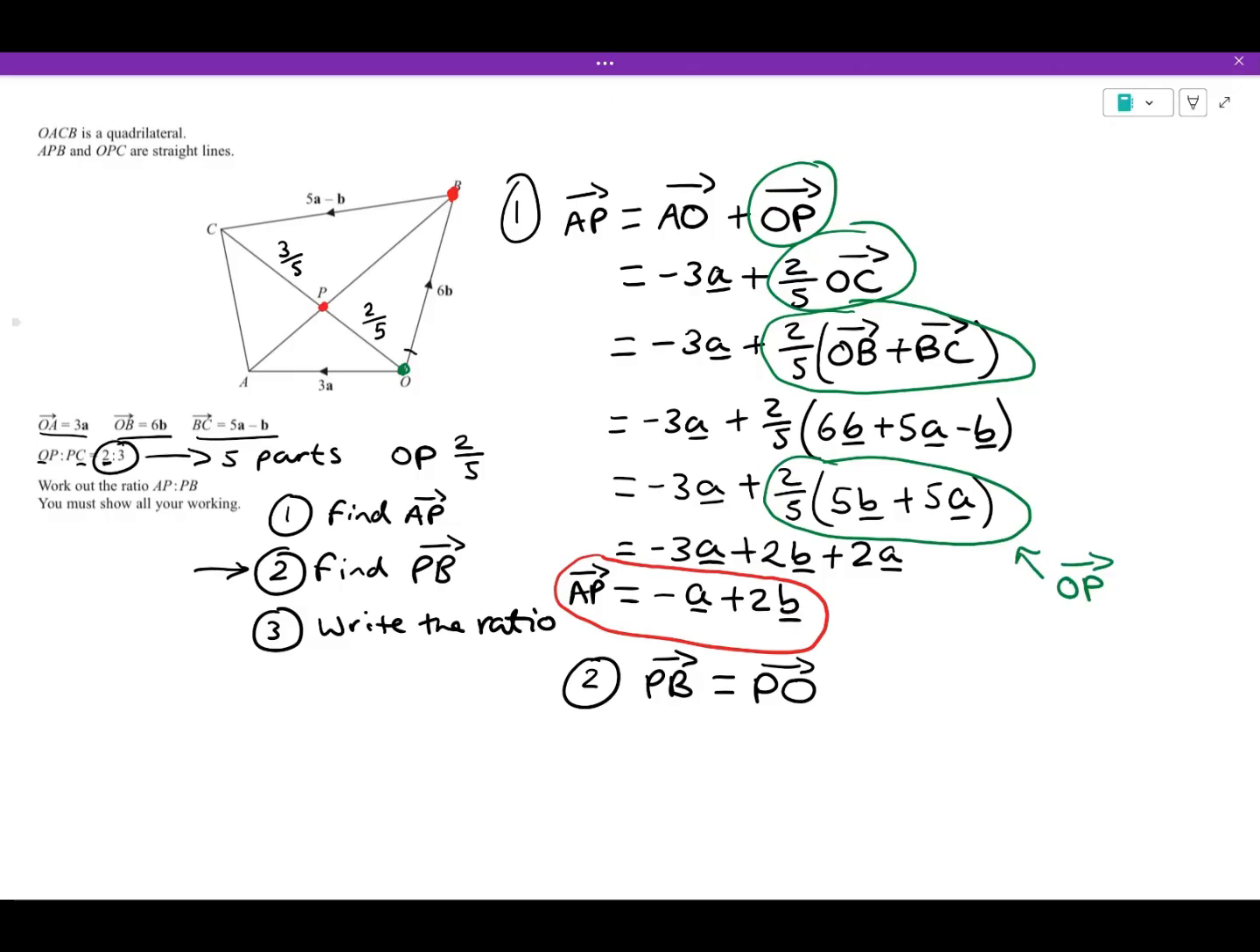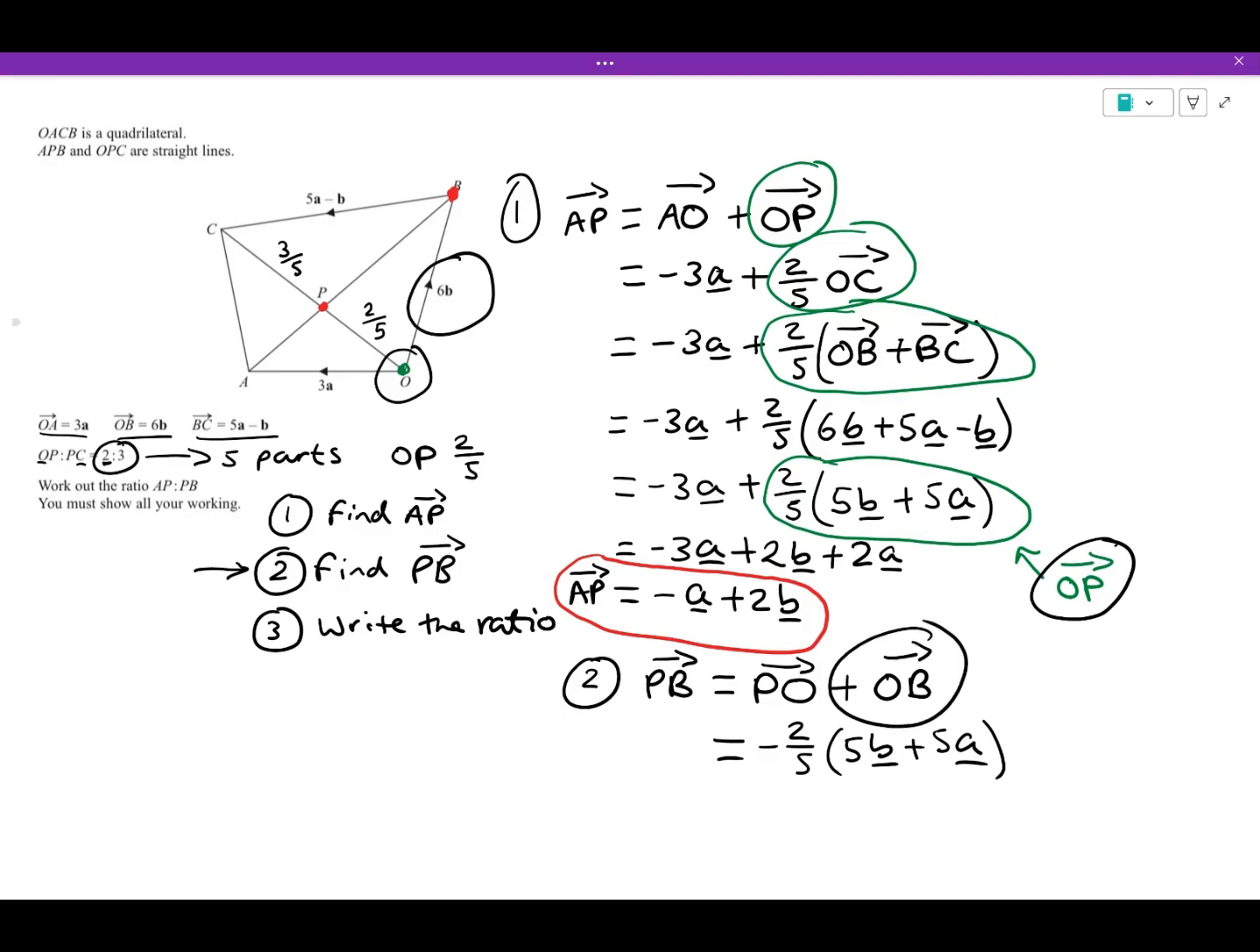But once we're at o, then can we get directly to b? Yes, we can, because we've got the vector on this side length, so I can add on o to b like that. Okay, so let's write in my vectors in terms of a and b. So p to o is going to be o to p multiplied by -1. So I'm going to put a negative sign in front of the 2/5. So we'd have negative 2/5 multiplied by 5b plus 5a, like that. And then o to b is the vector 6b, so I need to add that one as well, like that.